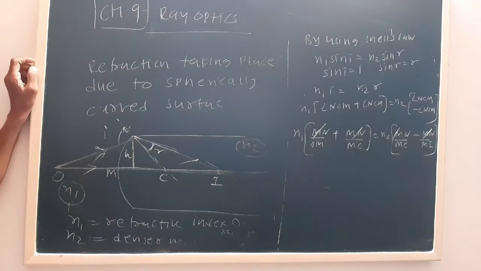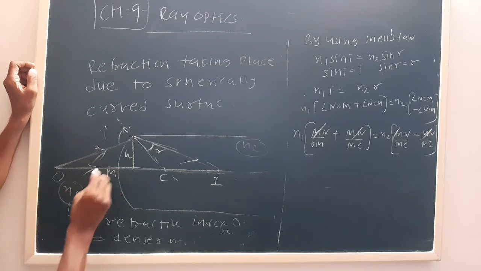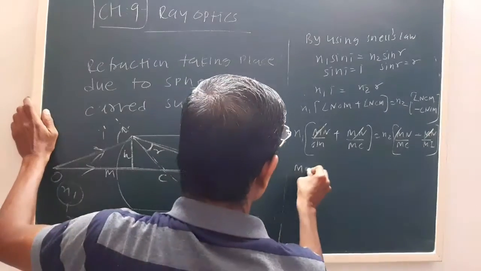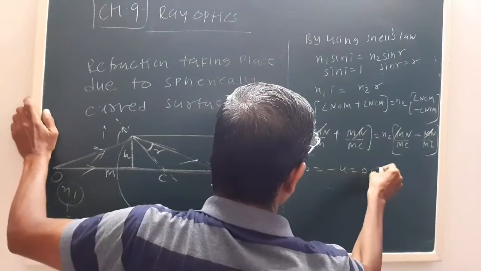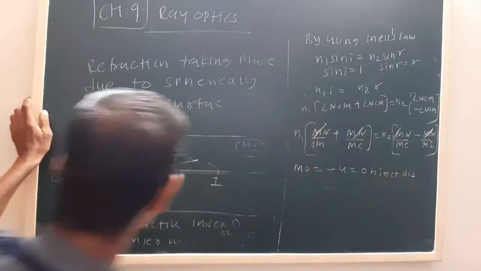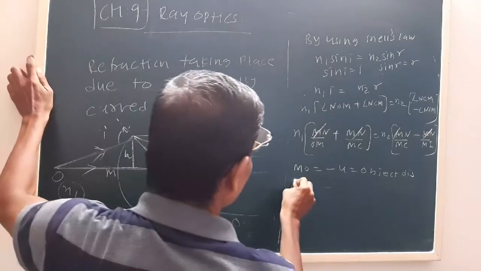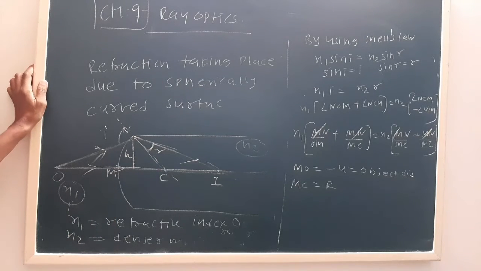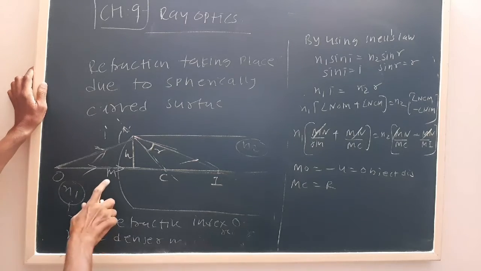Okay, now see, value of MO. This is our incident ray. Distances in the direction of the incident ray will be considered positive, and in the opposite direction we have to consider negative. So here this MO is minus U, that is our object distance. Now MC is R, that is the radius of curvature, because this distance we calculate in the direction of the incident ray, so it is positive, and MI is plus V.